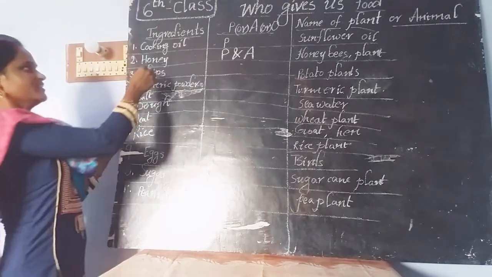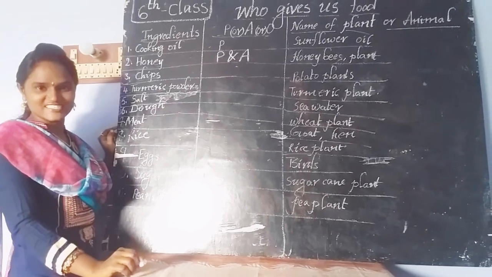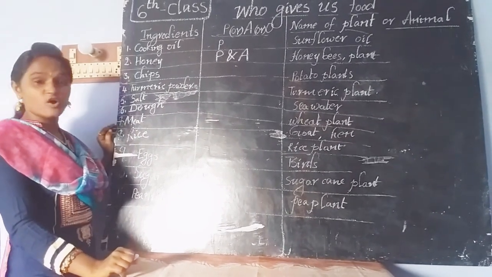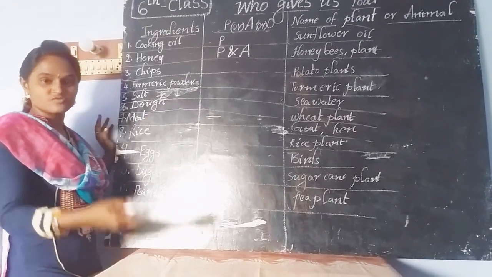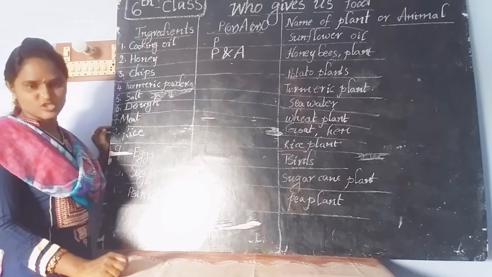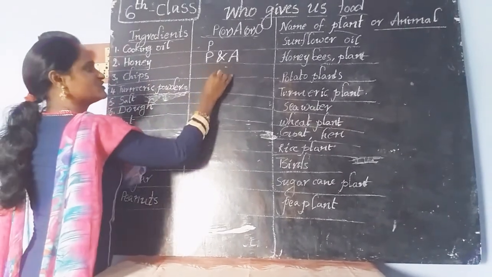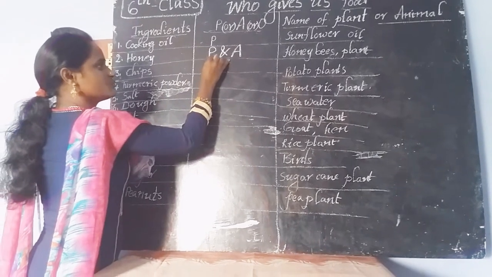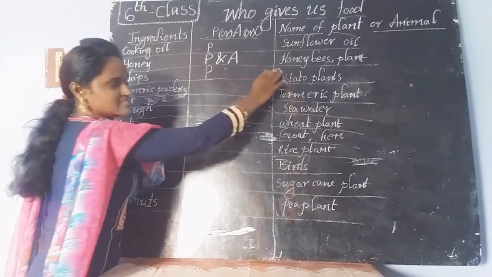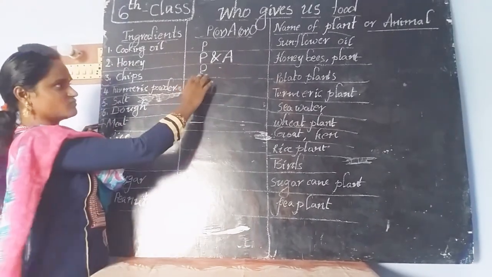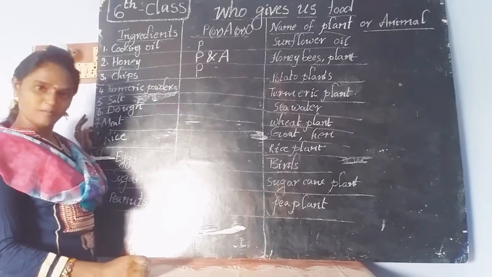Okay, then move to the next one. What is this? Chips, which you love to eat. Is it right? Most of you have a lot of interest in eating chips. What kind of chips? Most of the people are taking potato chips. From where do we get potatoes? From plants. Very good. Then what is the name of the plant here? The source is plant, and the name of the plant is potato plant.